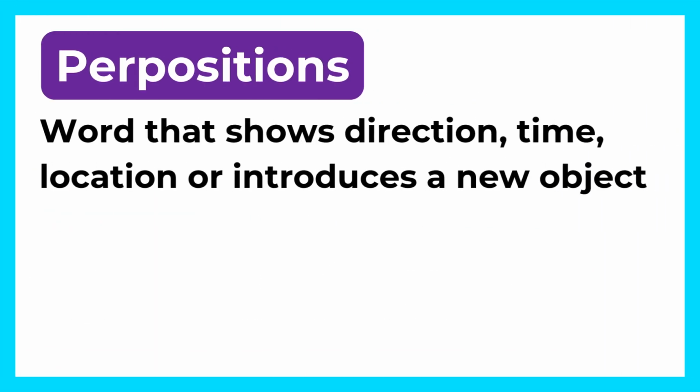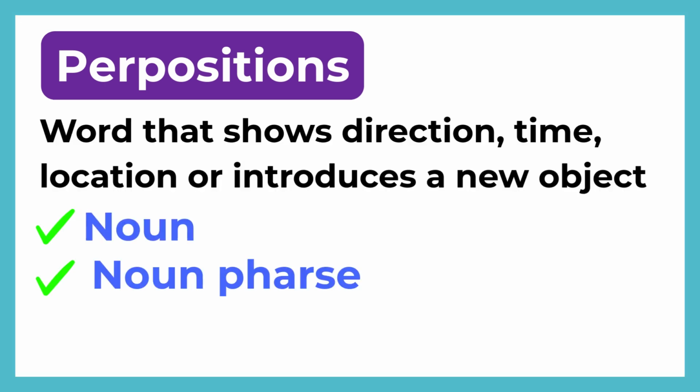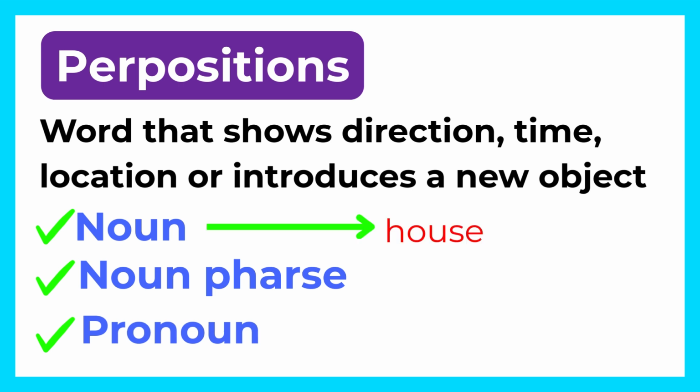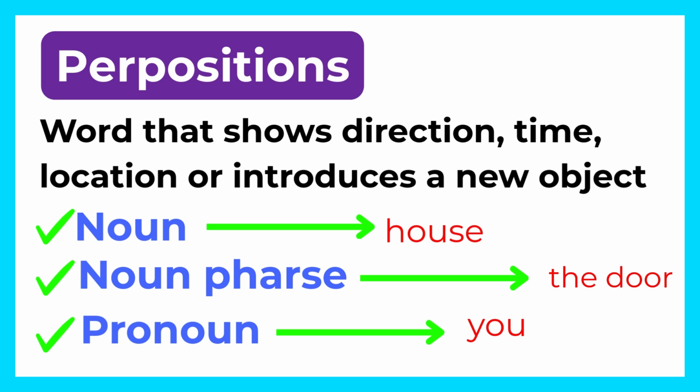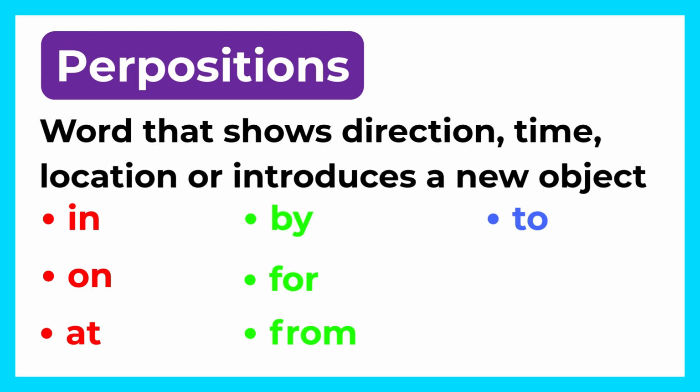A preposition is a word that shows direction, location, time, or introduces an object. Prepositions are often short words that are usually followed by an object. The object can be a noun, a noun phrase, or a pronoun. An example of a noun is house. An example of a noun phrase is the door. An example of a pronoun is you. Some examples of prepositions are at, in, on, by, for, from, to, with, and until.